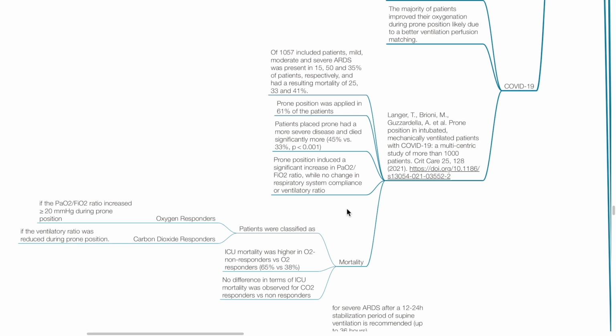Mortality. Patients were classified as oxygen responders, where the PF ratio increased by 20 mmHg or more during prone position, and carbon dioxide responders if the ventilatory ratio was reduced during prone position. ICU mortality was higher in the oxygen non-responders versus the oxygen responders, 65 versus 38%. No differences in terms of ICU mortality were observed for CO2 responders versus non-responders.